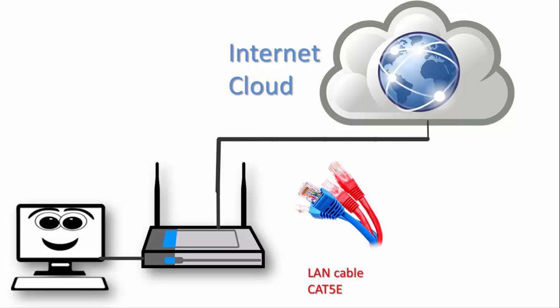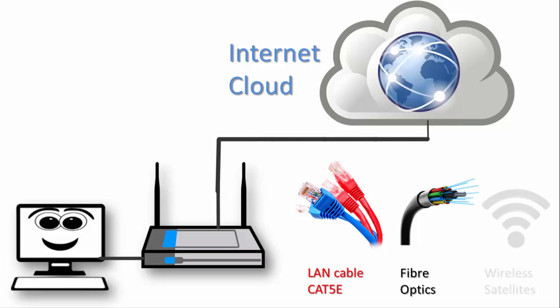It's a LAN cable. The next method is fiber optics. These are also used to connect networks between different countries, and are known as transatlantic communications cables. The third method is connecting to the internet wirelessly, directly using satellites. Remote areas connect to the internet using wireless satellites.